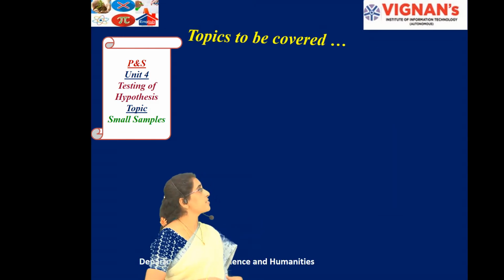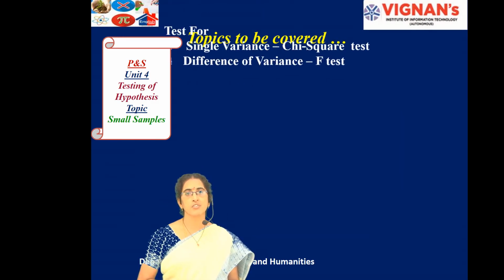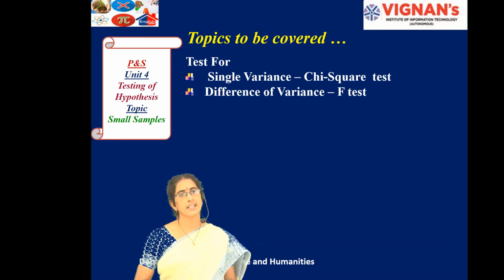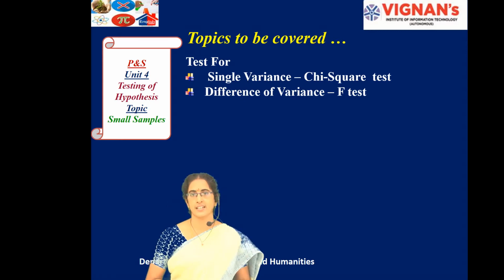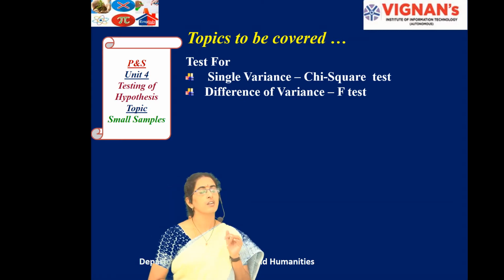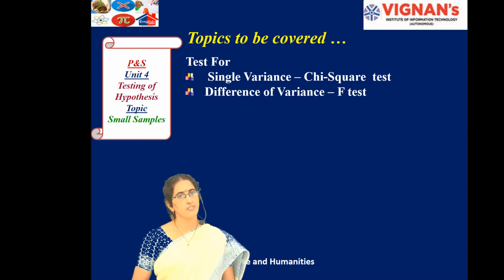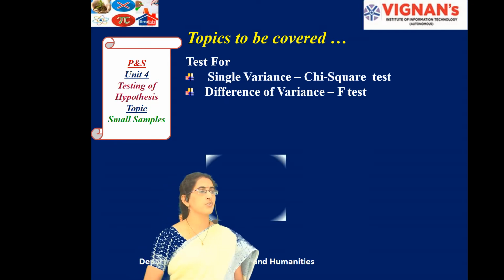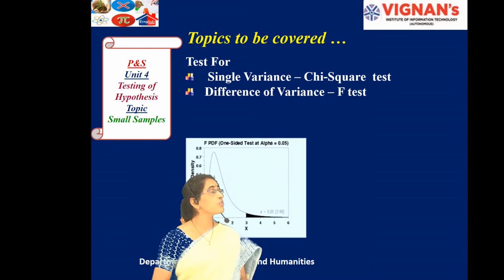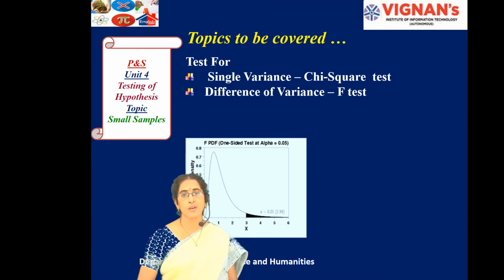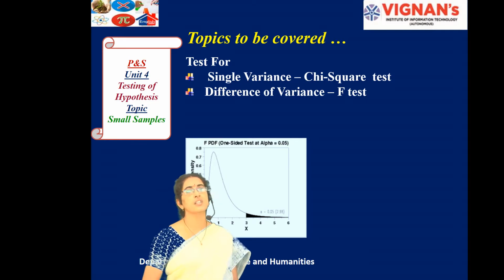So in today's class we will discuss the small sample test for variances. When the sample size is less than or equal to 30, then to test the deviations in the observations or in the sample, we use the test for variances. We have a test for variance of a single sample and a test for variance of differences of samples, that means the test for difference of variances. For a single variance we use the chi-square test, and for differences of variance we use the F test.